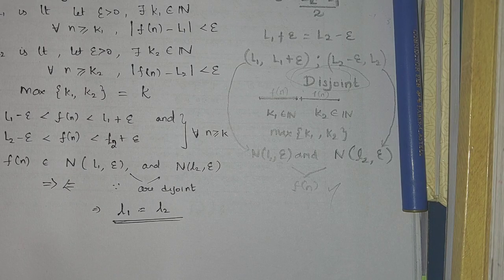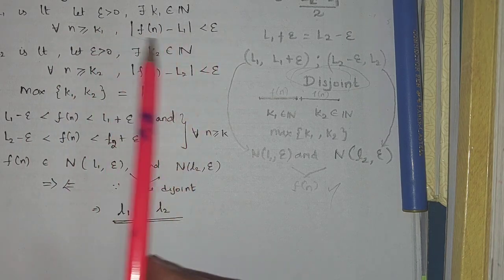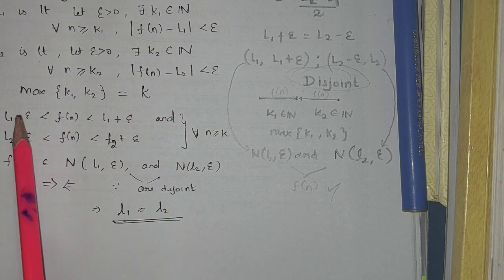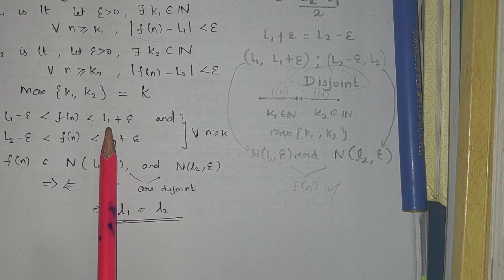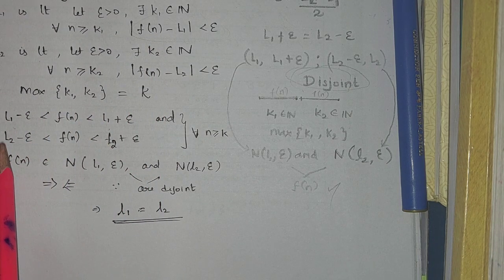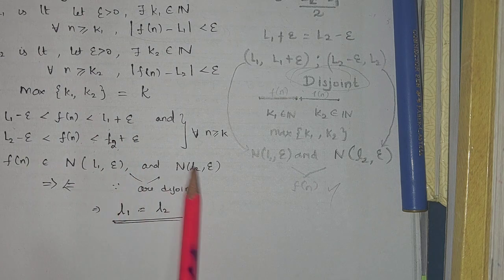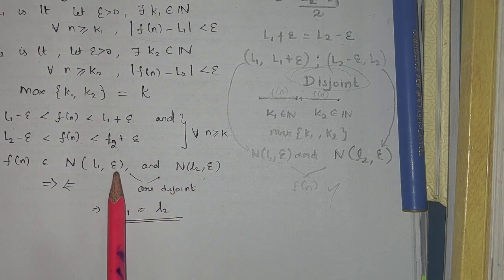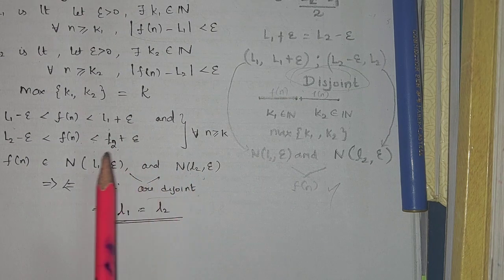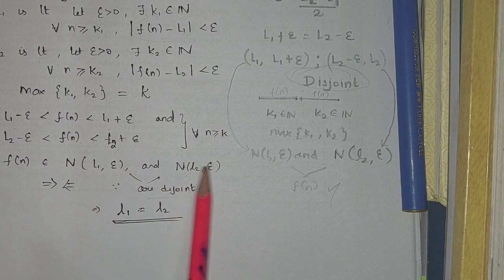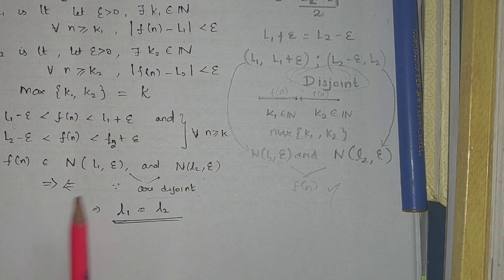So f of n lies between L1 minus epsilon and L1 plus epsilon, and f of n also lies between L2 minus epsilon and L2 plus epsilon. That is, it belongs to both the neighborhoods, but we have taken both neighborhoods as disjoint. If it is present in both, they cannot be disjoint. So this is a contradiction, and hence we have proved L1 is equal to L2.